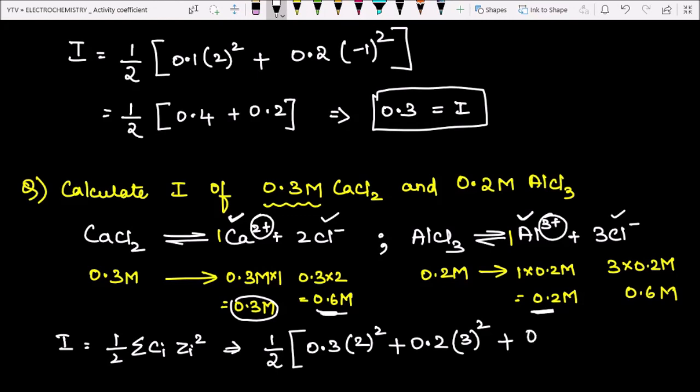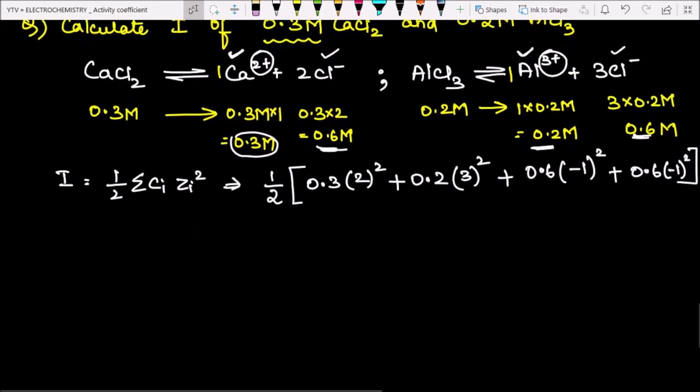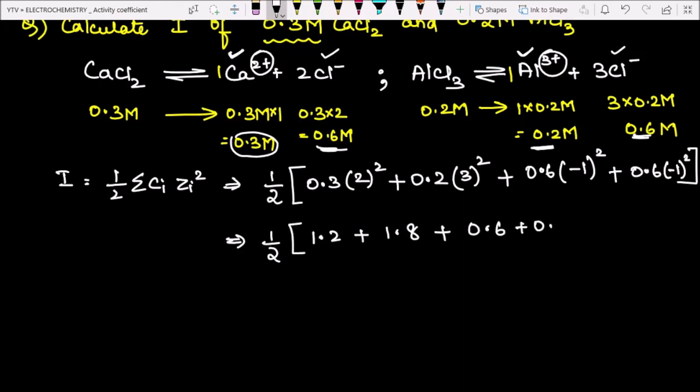First you can put it like this, then this. So the first one is going to be 0.6 multiplied by the charge, minus 1 square. Again you do the same for this, 0.6 into minus 1 square. Now if you solve this, what will you get? You will get the value of ionic strength. So it's going to be half into 1.2, 1.8 plus 0.6 plus 0.6. When you solve this, you will get 4.2. It's going to be 4.2 divided by 2. Then the ionic strength value is 2.1. This is how we find it.